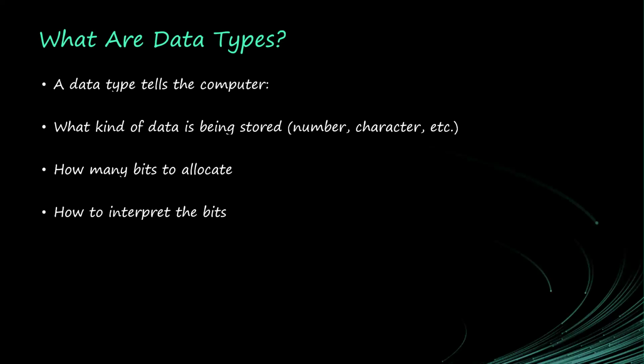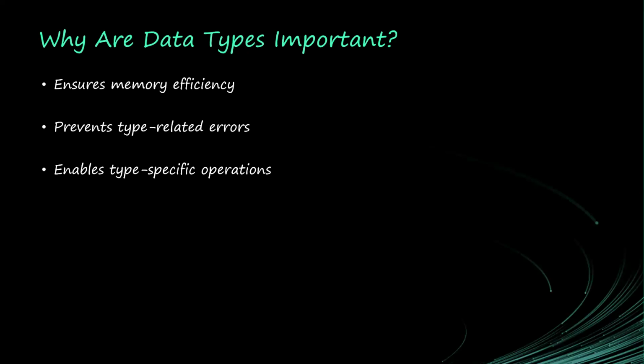Then it also tells the computer how to interpret the bits. I just told you now, you can have two sets of sequences of bits, and they can have different meanings based on the data type. So that data type will tell the computer how to interpret it. It will tell the computer to interpret it either as an image or as a video or as a sound. So that is why data types are very important.